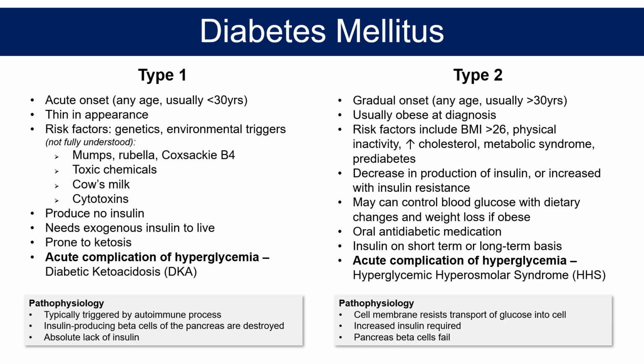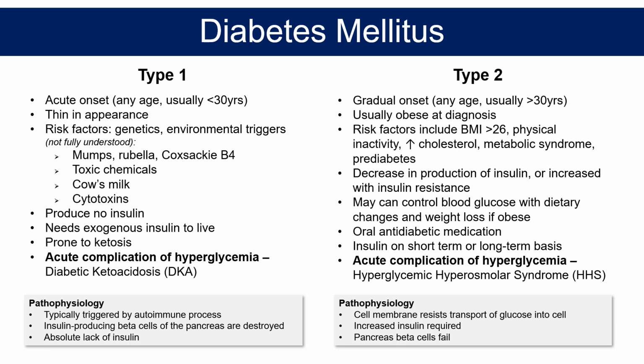So priority-wise, if you had to choose, you're going to give the patient fluids as your priority. So I want you to remember that. Fluids, then you're going to treat the hyperglycemia with insulin. Okay, so let's move on to type 2.